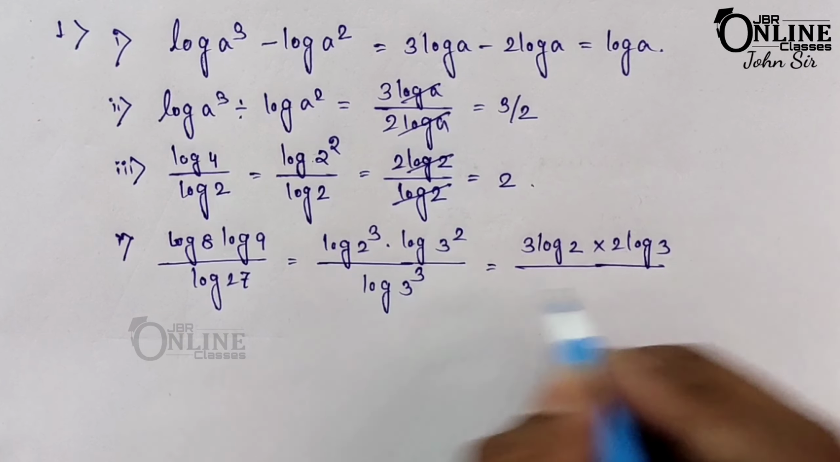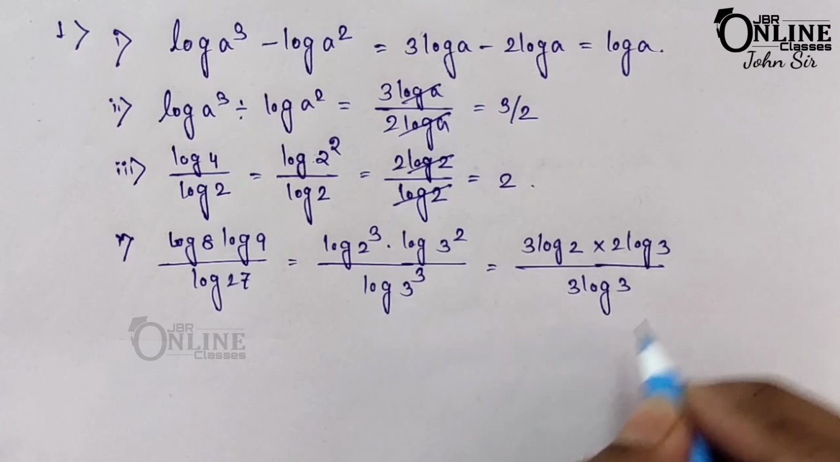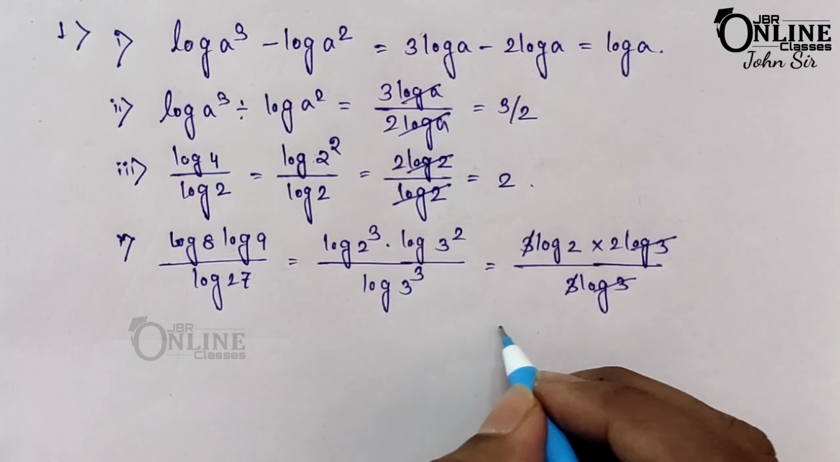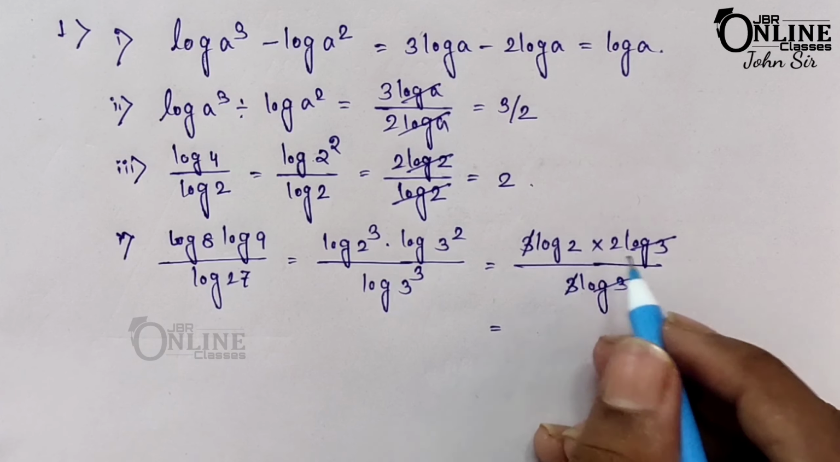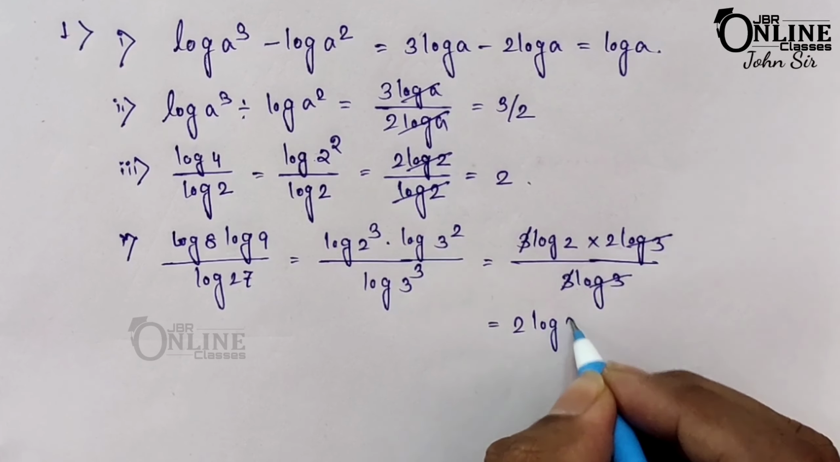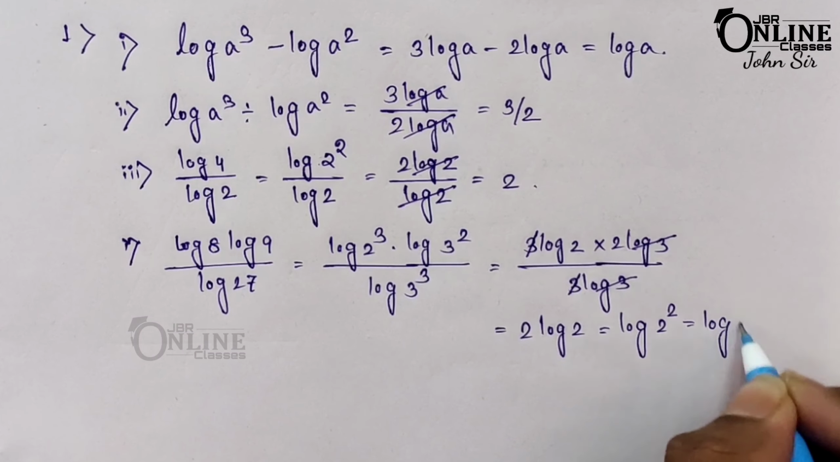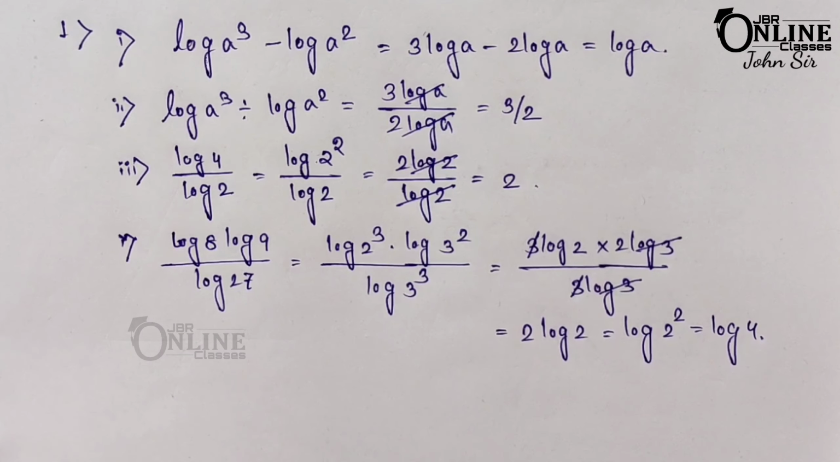And here log 3 to the power 3 means 3 log 3. So here log 3 cancels out, and 3 cancels out. So that equals 2 log 2. That means again log 2 square, so it will be log 4. So the final value is log 4.